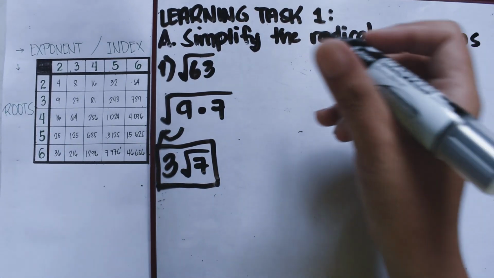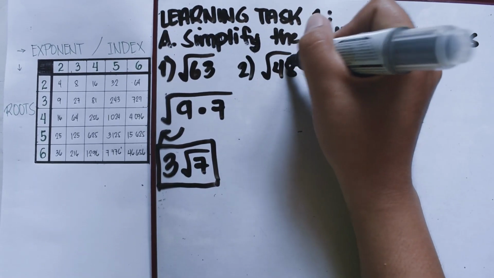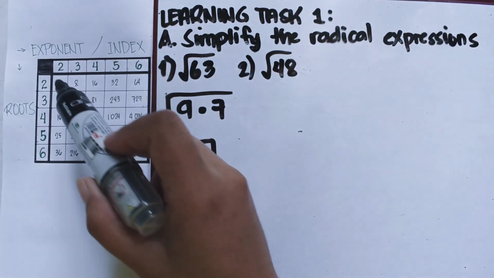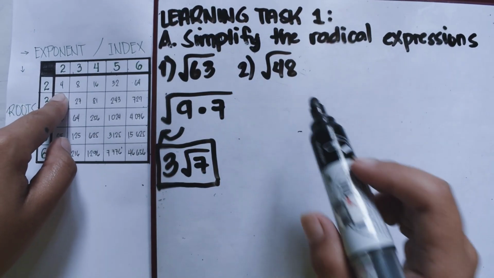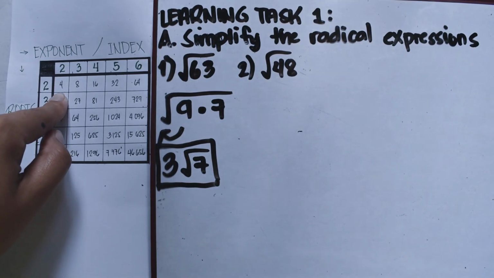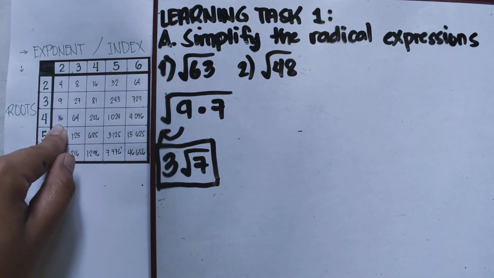So, let's now proceed with number 2. So, number 2 in your module, you have square root of 48. So, same process dahil square root. Dito kayo titingin sa perfect square. So, kung mapapansin nyo guys, ang 4 ay factor ni 48. Tama. 12 times 4 is 48. So, ibig sabihin pwede. Pero, kung mapapansin nyo, ang 16 ay factor din ni 48.